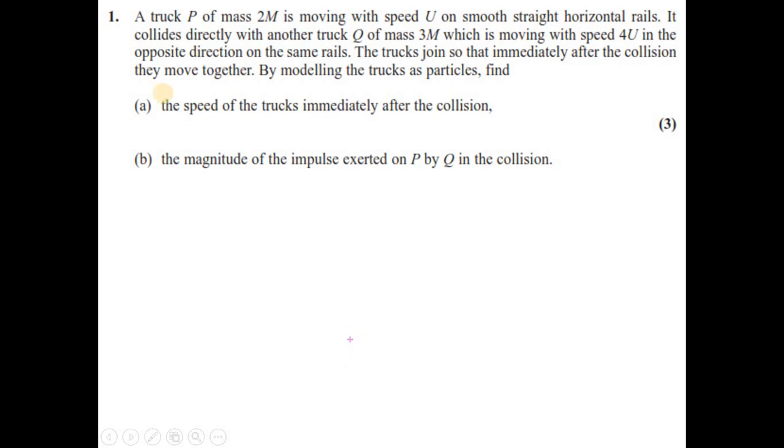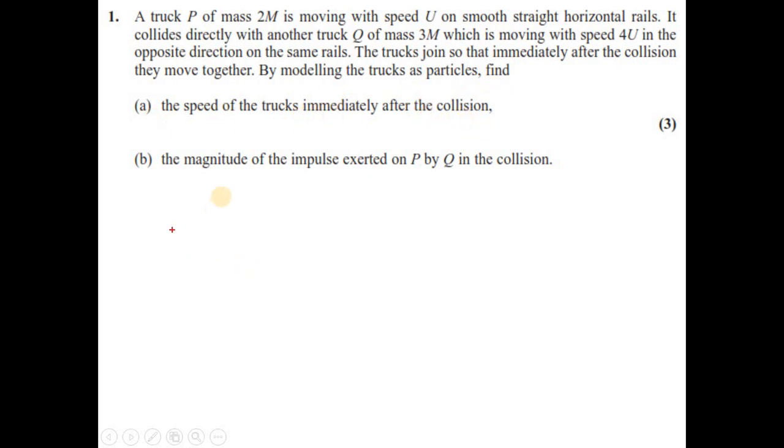A truck P of mass 2m is moving with a speed u on a smooth straight horizontal rails. It collides directly with another truck Q of mass 3m, which is moving with the speed 4u in the opposite direction on the same rails. The trucks join so that immediately after the collision they move together. By modeling the trucks as particles, find the speed of trucks immediately after the collision.